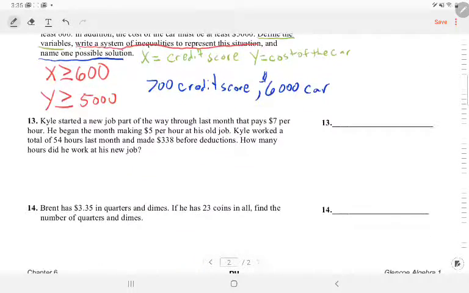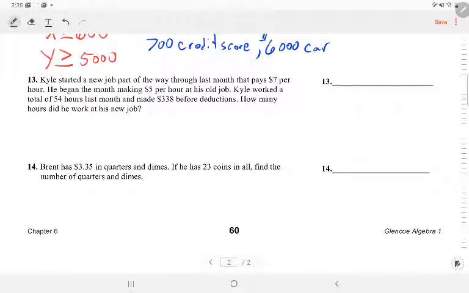Okay, all right. Now, Kyle started a new job part of the way through last month that pays $7 per hour. He began the month making $5 per hour at his old job. Kyle worked a total of 54 hours last month and made $338 before deductions. So how many hours did he work at his new job? All right, we need a couple of equations to try to figure this out.